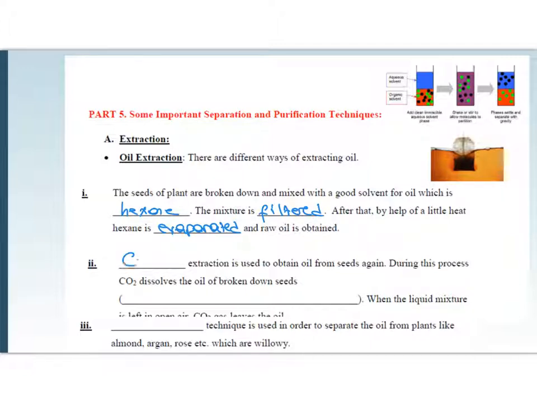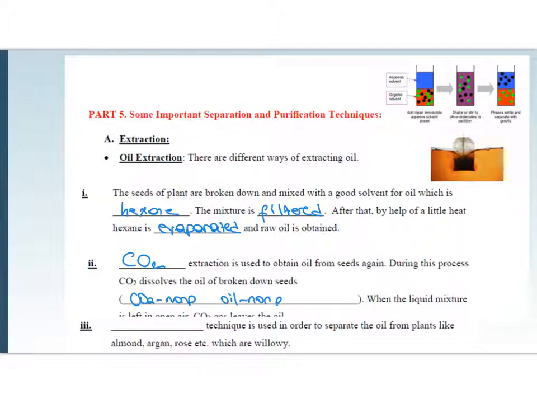Carbon dioxide extraction is used to obtain oil from seeds again. During this process, carbon dioxide dissolves the oil of broken down seeds. Why is that? Again, the same rule. Carbon dioxide is nonpolar and oil is nonpolar also, so carbon dioxide can be a good solvent.